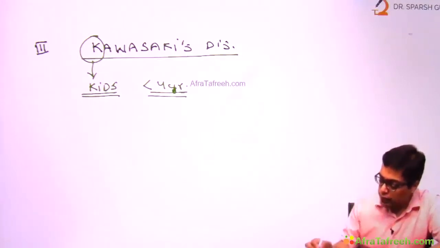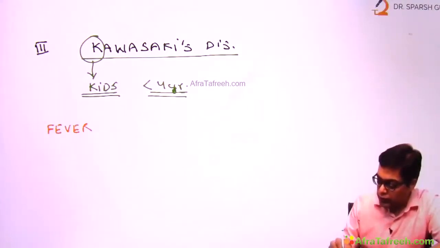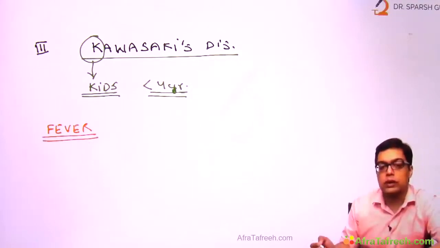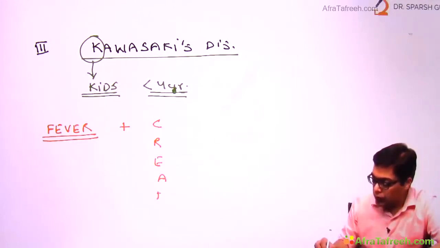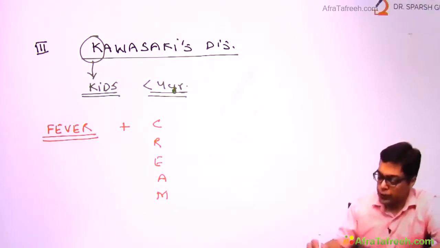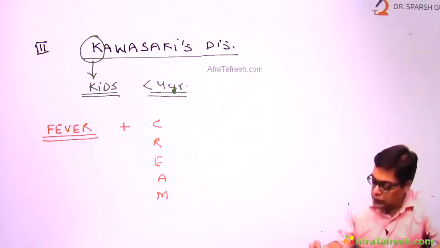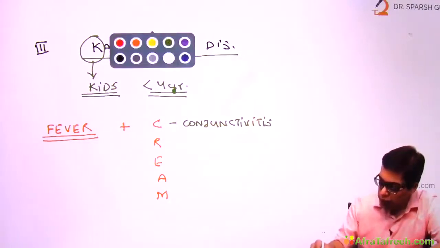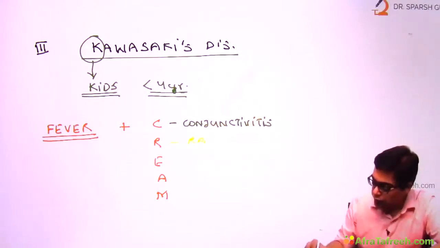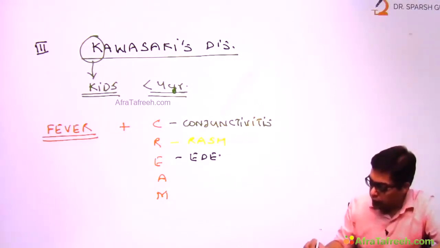What is going to be seen in this kind of a condition would be that the child is going to be having an inflammatory disorder of the blood vessel. So this child is going to be having one of the important hallmark clinical manifestations, that is fever. And along with that, the patients are going to be having what is given the name of, easy way to remember, the CREAM criteria. So patients are going to be having at times the presence of something like conjunctivitis. Patients are going to be having the development of rash. They are going to be having the development of edema.